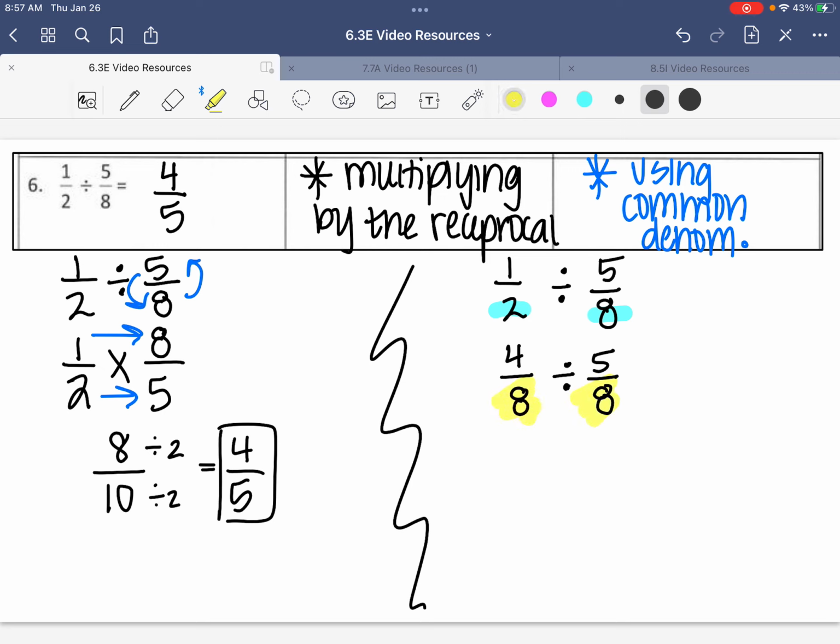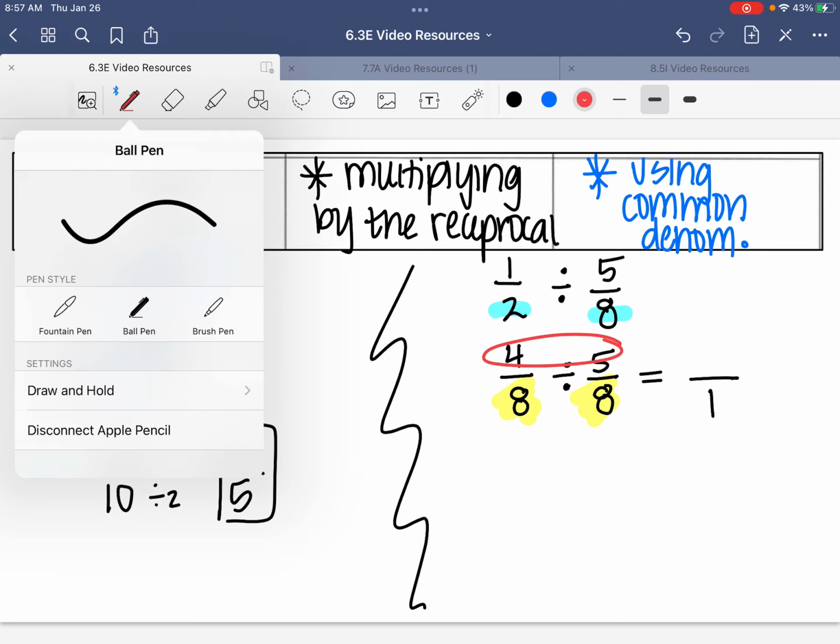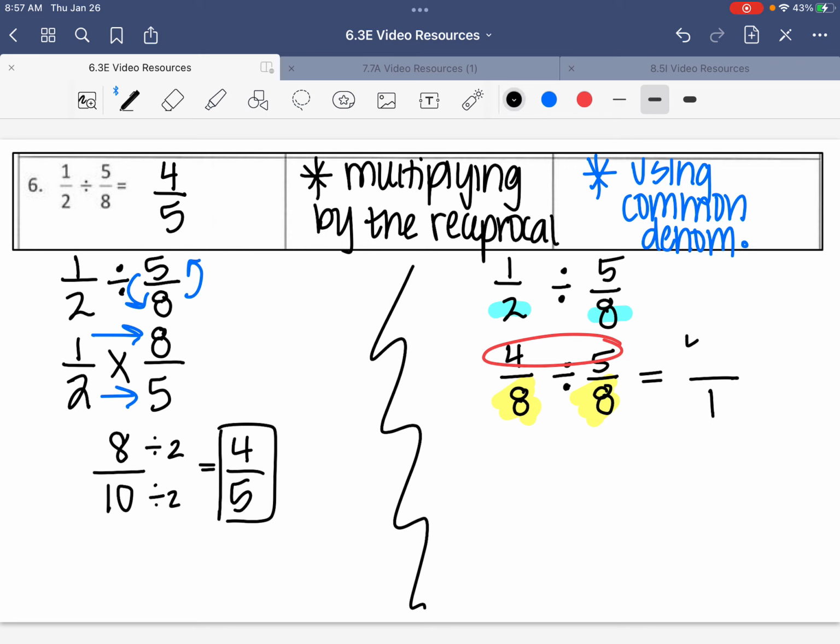So because my denominators are the same, 8 divided by 8 just gives me 1 whole. And 4 divided by 5 up here gives me 4/5. Well, 4/5 divided by 1 is just 4/5. So I get the same answer just using another strategy. So let's look and see how this looks on one more problem.